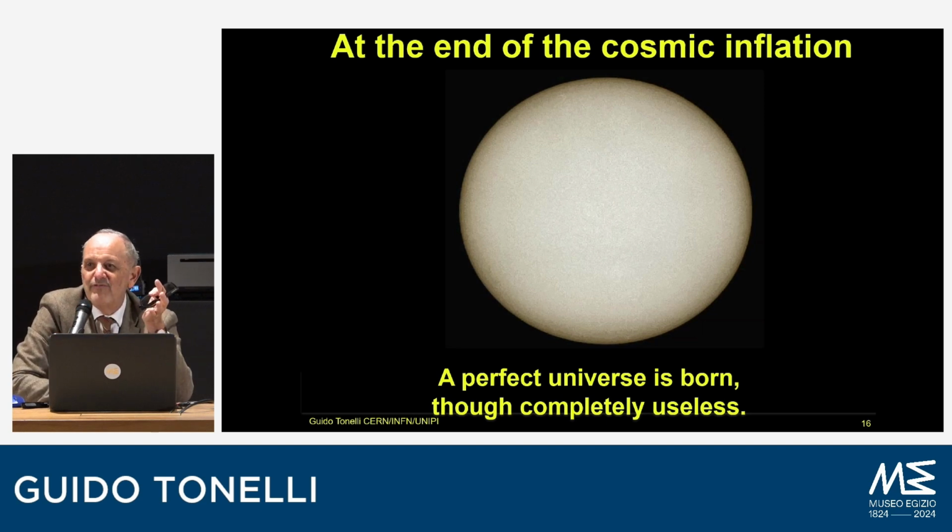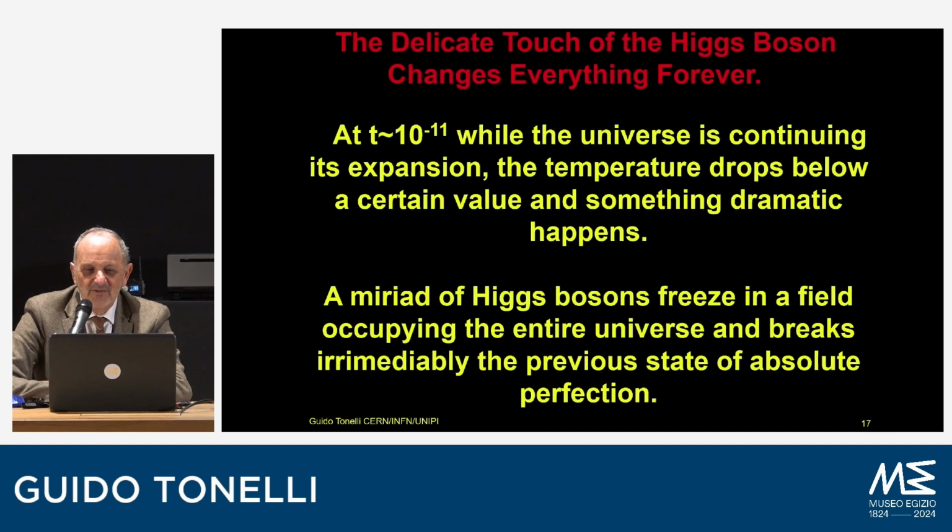And you see, it's a perfect universe, no? Uniform everywhere, isotropic everywhere, but it's completely useless. If we had continued this way, we would not be here. It would maybe still be perfect, but without any structure, any form, any persistent form of matter. Luckily for us, something happened an instant later, at 10 to the minus 11 seconds. So again, a very small amount of time.